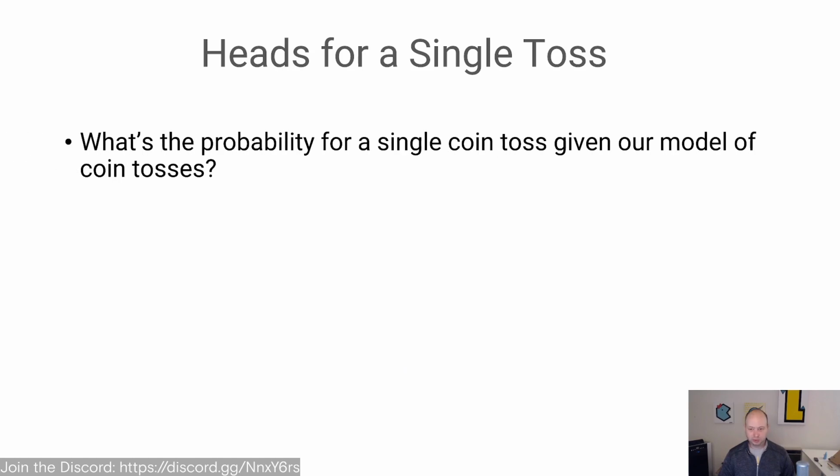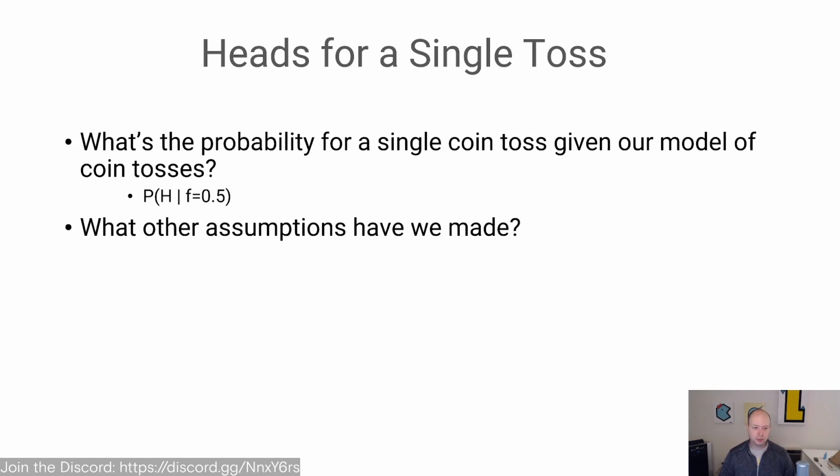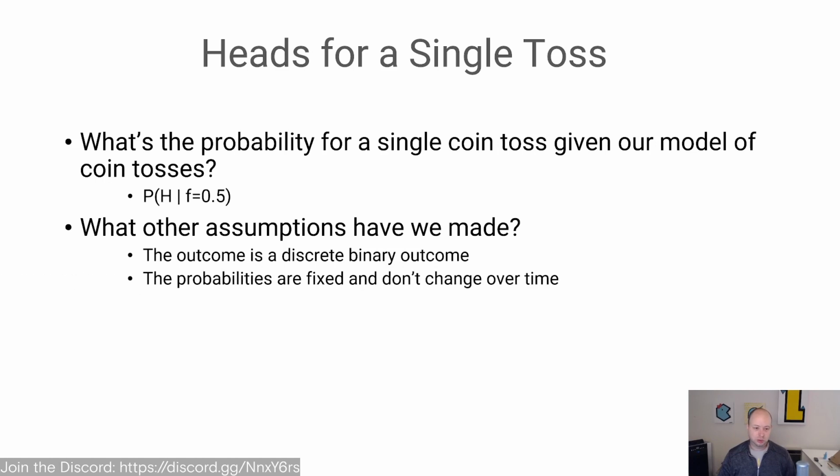So what's the probability of a single coin toss given our model of coin tosses? We're assuming a frequency of half, a probability of half. But we've assumed that the outcome is a discrete binary outcome, meaning it's going to be one or the other, which, while a fair assumption, isn't quite true, since there's a non-zero probability of it landing perfectly on its side and not actually being on any given side. And so what do you do then? But again, we're making the assumption that that's not true.